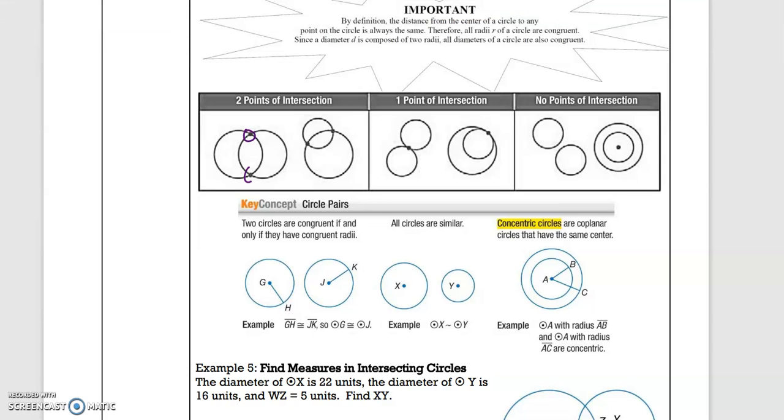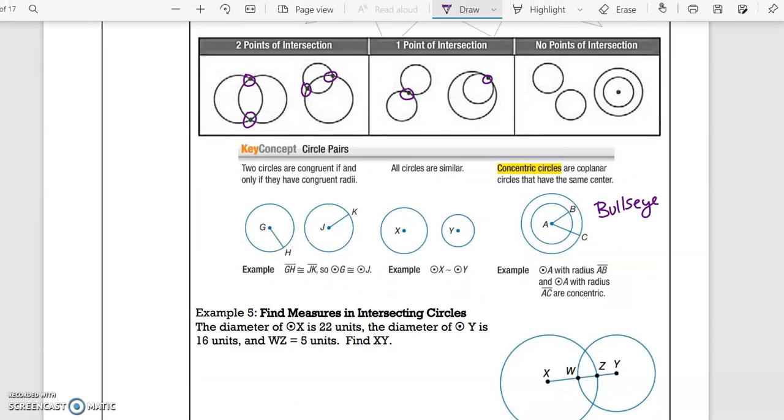Here we have 2 points of intersection between two circles. Here just 1 point, and here no points of intersection. This is when it's kind of like a bullseye. They are called concentric circles. If two circles have the same radius, well, then they're congruent. And all circles are similar to each other.